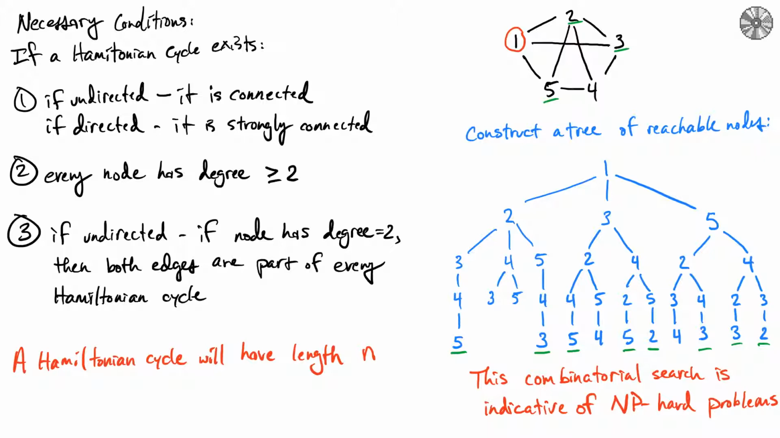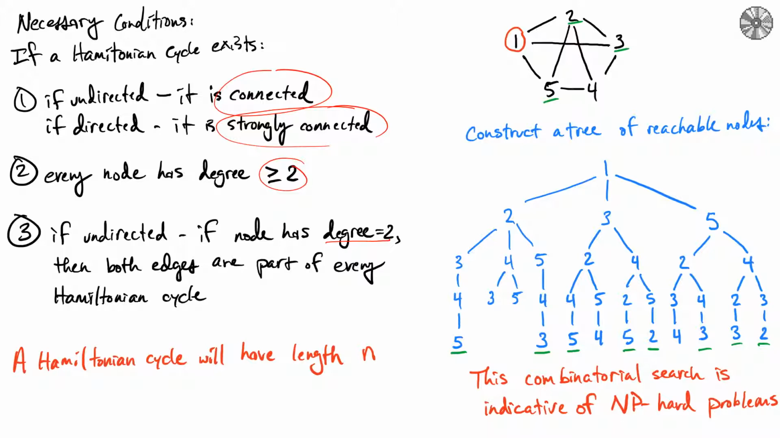So for example, if we're talking about undirected graphs, then at least it needs to be connected, and that generalizes to strongly connected if we're dealing with a directed graph. So you have to be able to reach all the nodes. Because it's a cycle, essentially you have to enter and leave every node, so the degree has to be greater than or equal to 2, and if the degree is equal to 2, then both of those edges are part of the Hamiltonian cycle, which is what we used in the previous slide.